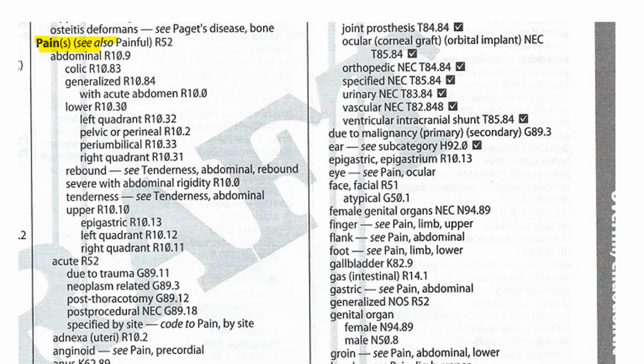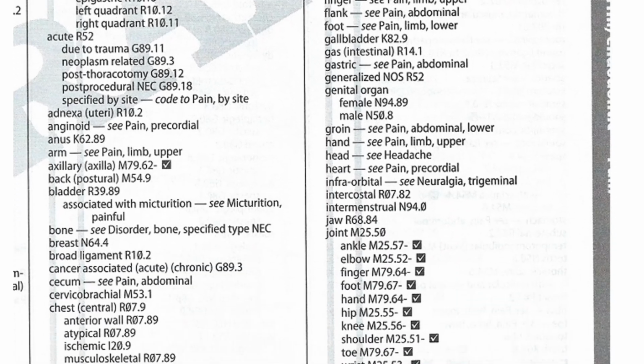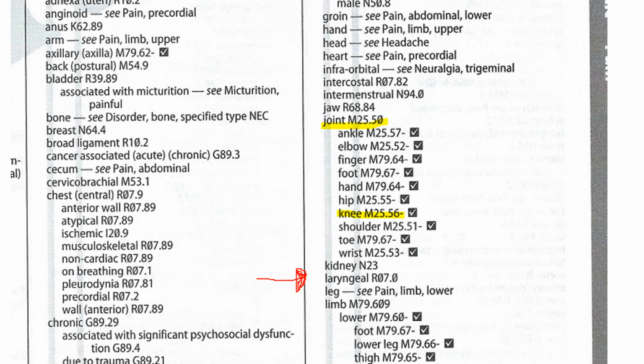Then we would look for the subterm knee to find the more specific location of pain. Do you see knee listed as a subterm? Knee is not listed as a subterm under pain. Sometimes you have to think of other medical terms that the word may be classified under. In this situation, if you glance up a little, you see the term knee listed under joint as a subterm.